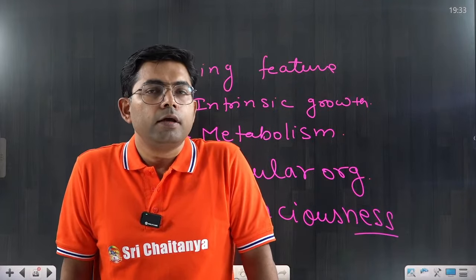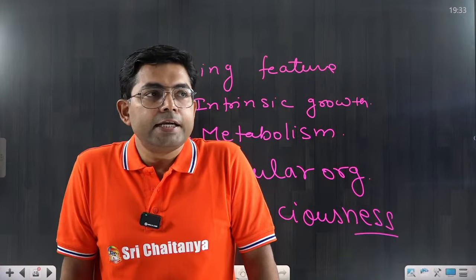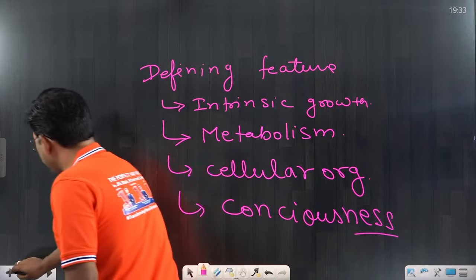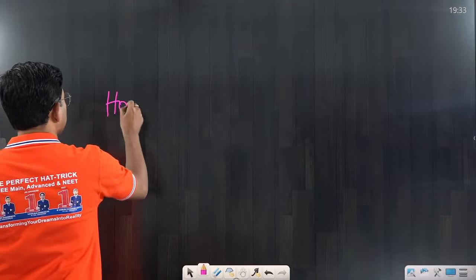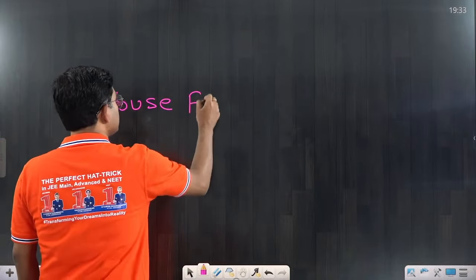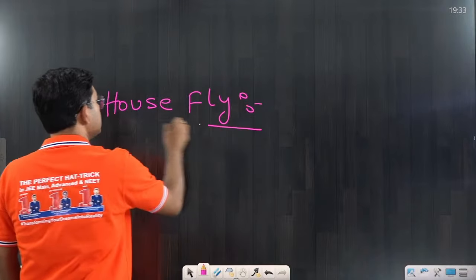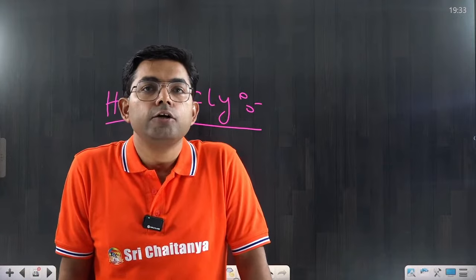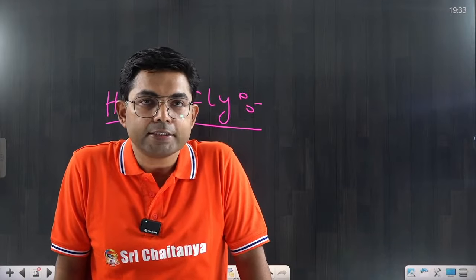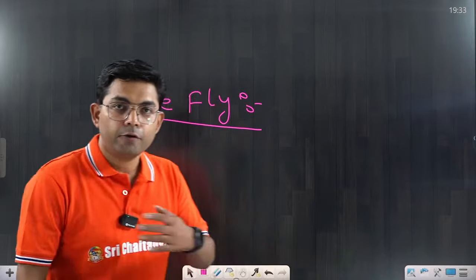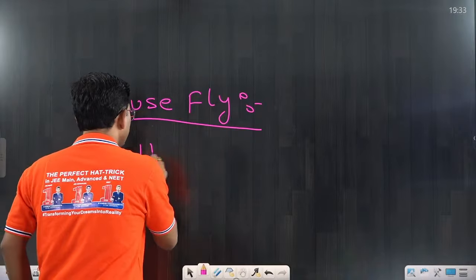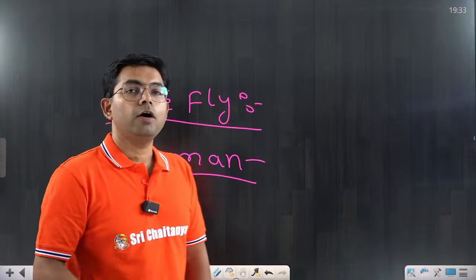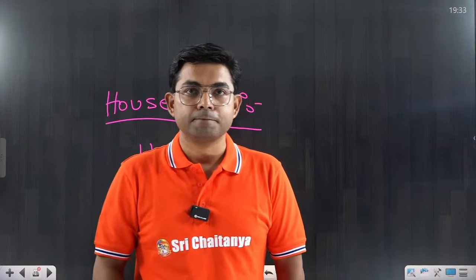So now tell me, what is the scientific name of housefly? I have just shown it in the last. So housefly is Musca domestica. We, human. What is the biological name of human? So it is Homo sapiens.